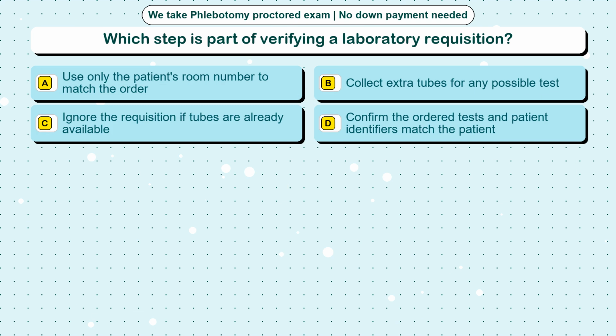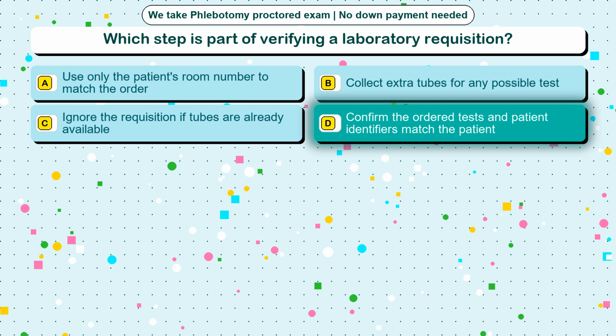Question 54. Which step is part of verifying a laboratory requisition? Option A, use only the patient's room number to match the order. Option B, collect extra tubes for any possible test. Option C, ignore the requisition if tubes are already available. Option D, confirm the ordered tests and patient identifiers match the patient. The correct answer is option D, confirm the ordered tests and patient identifiers match the patient.